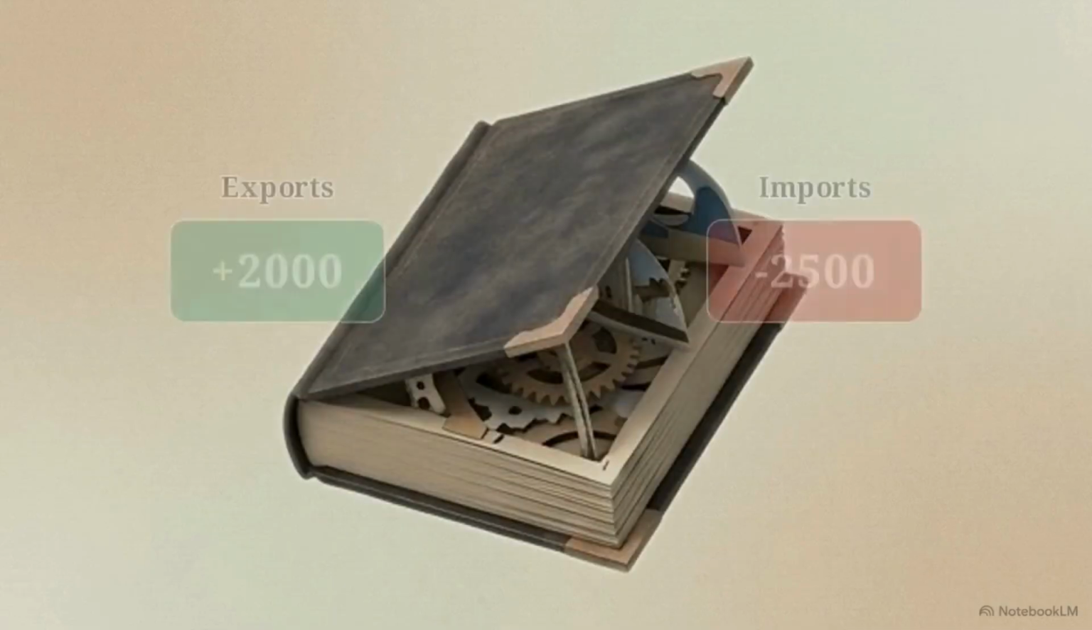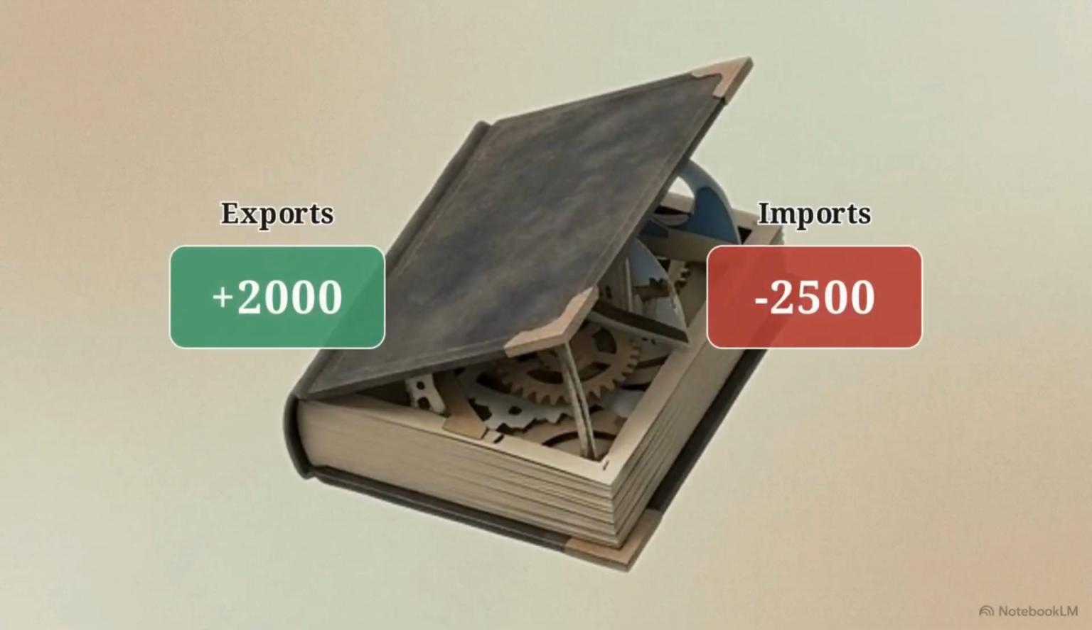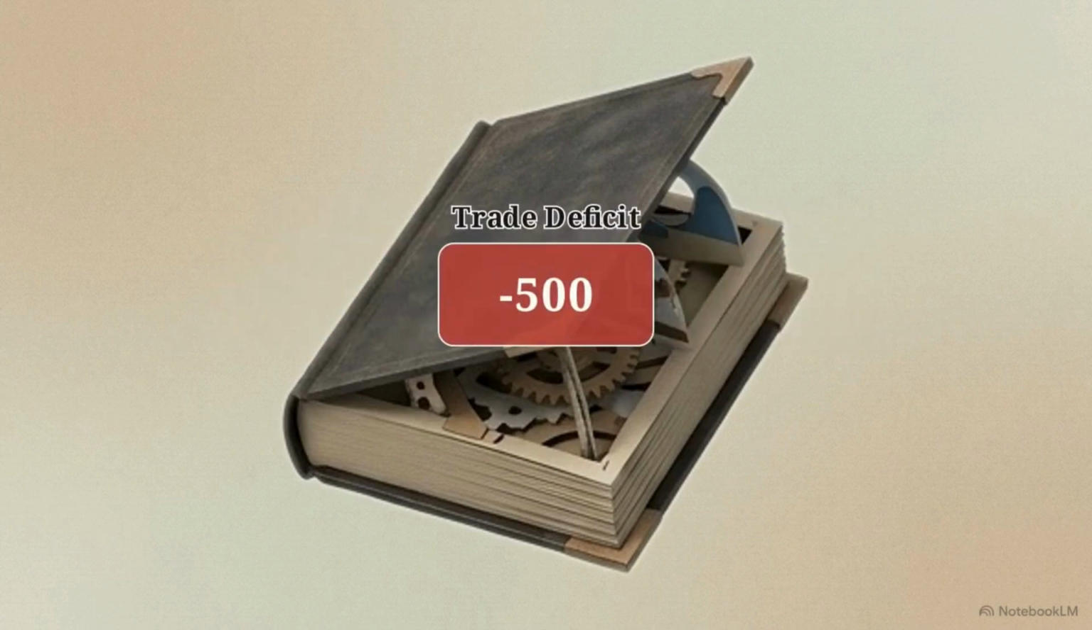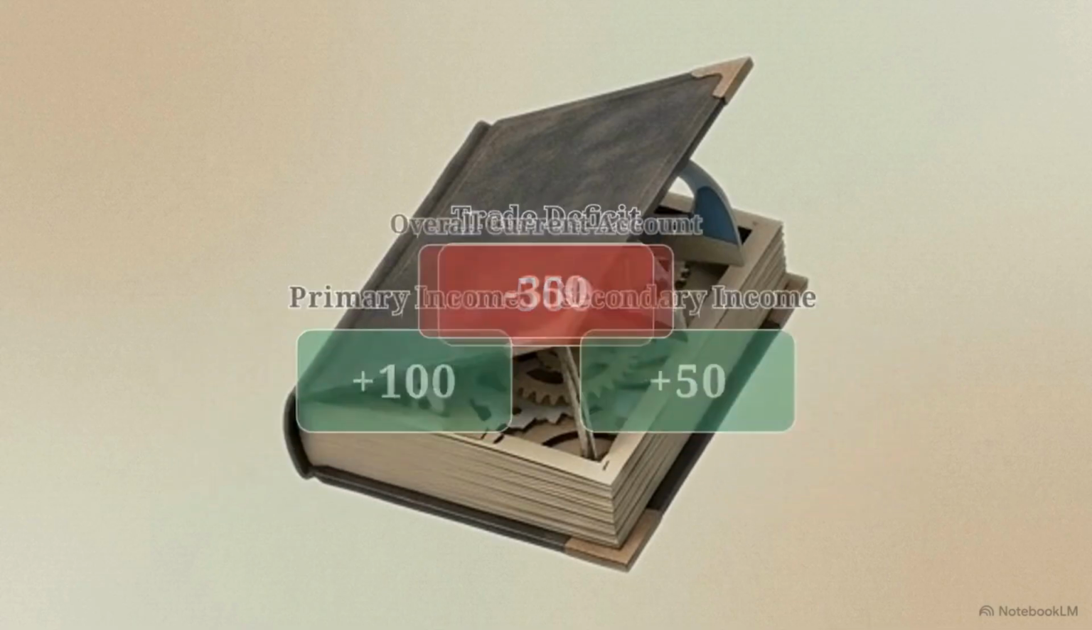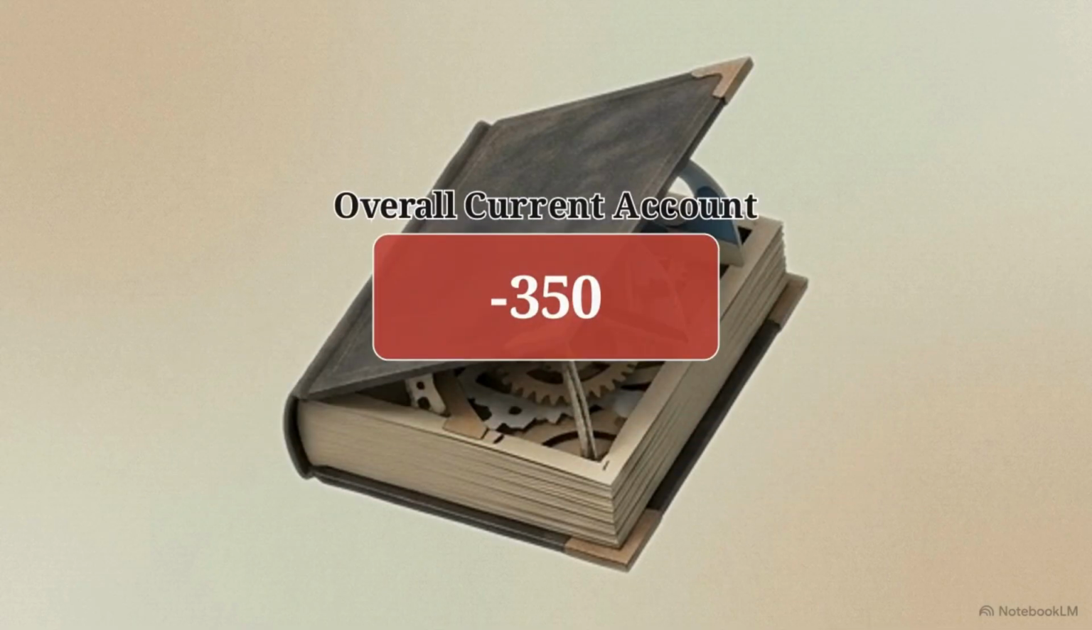Step 1. 2,000 million exports minus 2,500 million imports gives a 500 million trade deficit. Step 2. Add the 100 million primary and 50 million secondary income. This leaves negative 350 million. Planet Zog has an overall current account deficit of $350 million.